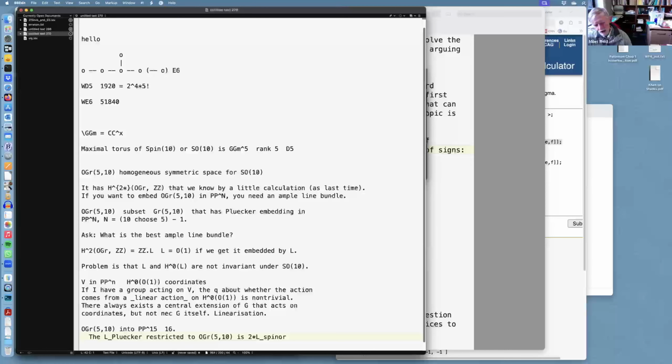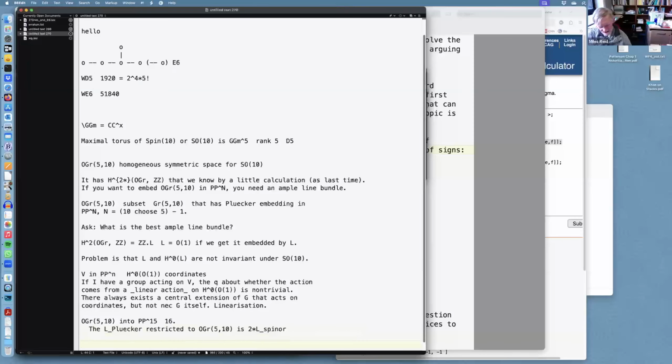So I mean, this is well-known group theory. There's a group Spin 2n. That's a double cover of SO 2n. Right. And this is traditionally constructed using Clifford analysis.